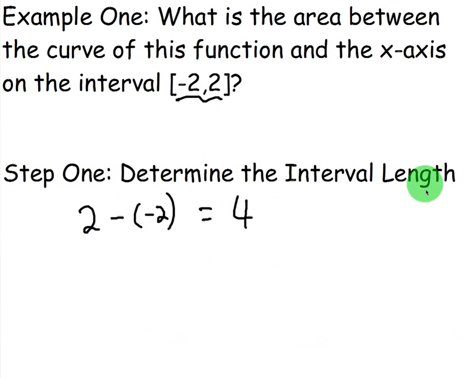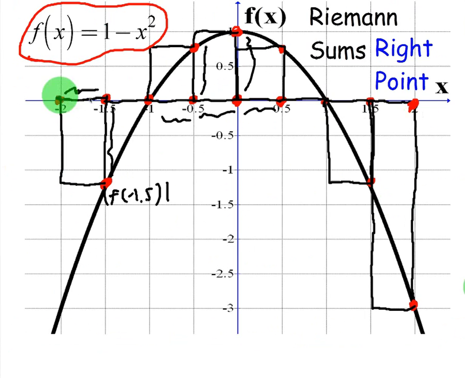Step 1 is to determine the interval length. And again, you start with your rightmost x value and you subtract your leftmost. That gives you the width of the total interval. It's going to be the same as before, which is 4.